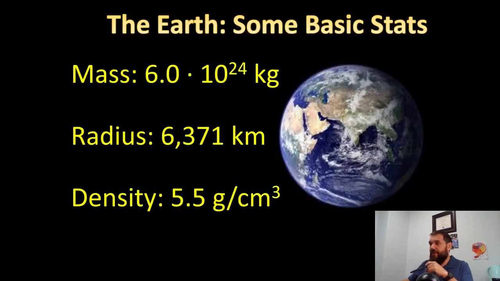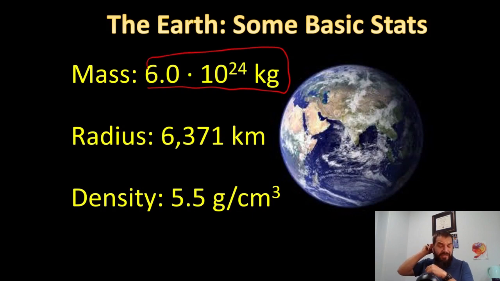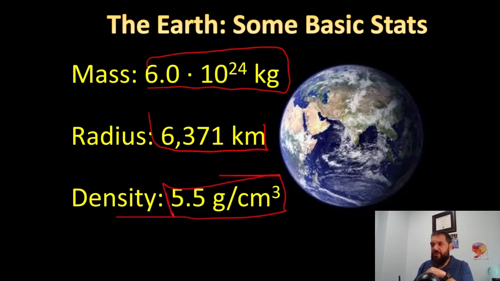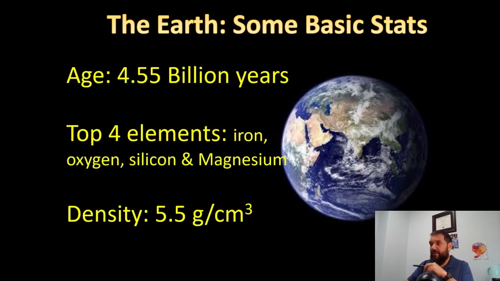Now, the Earth, just some basic facts about it. The mass of the Earth is 10 to the 24 kilograms. That's equivalent to basically 1 trillion times 1 trillion kilograms. It's quite a lot of mass. The radius, like I said, is close to 6,400 kilometers. And the density, you should know by now, is about 5.5 grams per cubic centimeter. And actually, by the way, we are the densest planet in the solar system. We have the highest density.